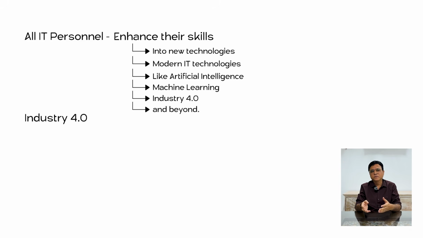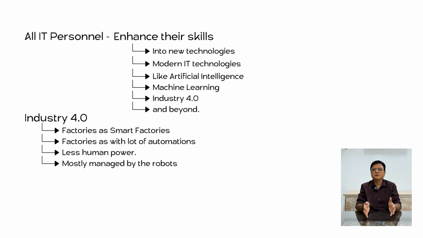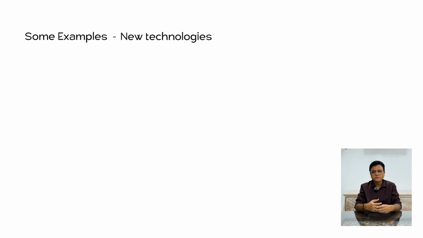When I say Industry 4.0, in layman's language, we call the factories smart factories, where there will be a lot of automation. In these kinds of Industry 4.0 or smart factories, there will be very few humans, and mostly the factories are managed by bots like robots or robotic process automation, and so on and so forth. I will give some examples of these new technologies.